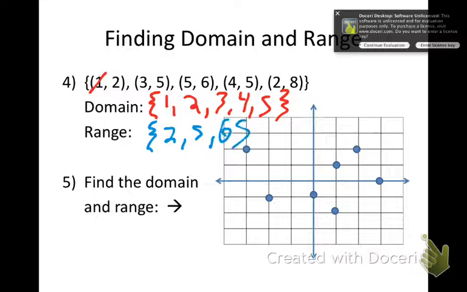We do not need to put the 5 twice. That's the key there. When you're listing the set out of domain and range, do not repeat the values. Once the number's in there, it's in the set.